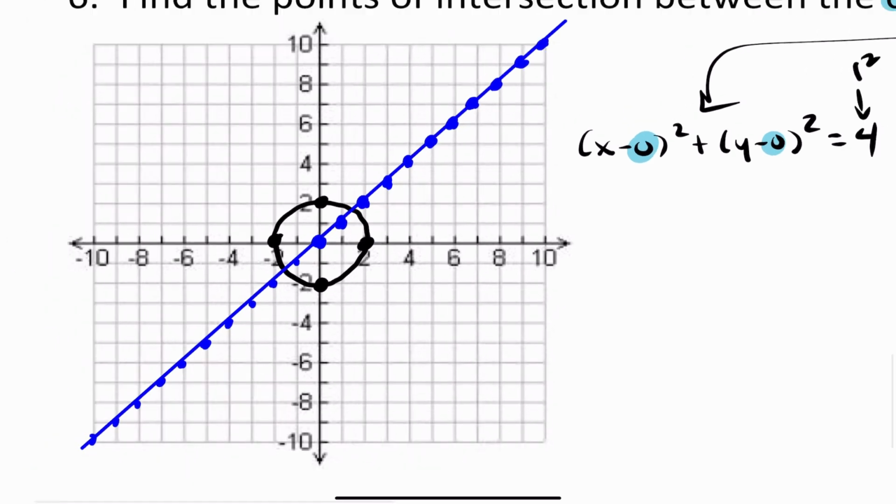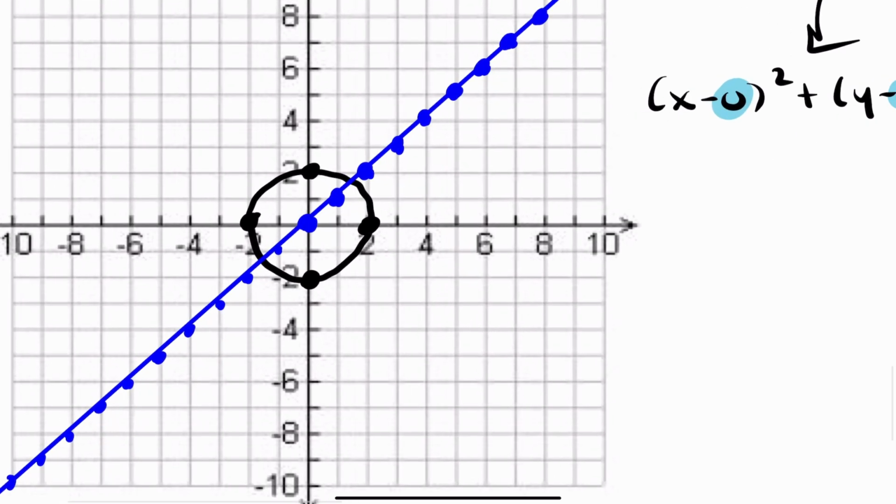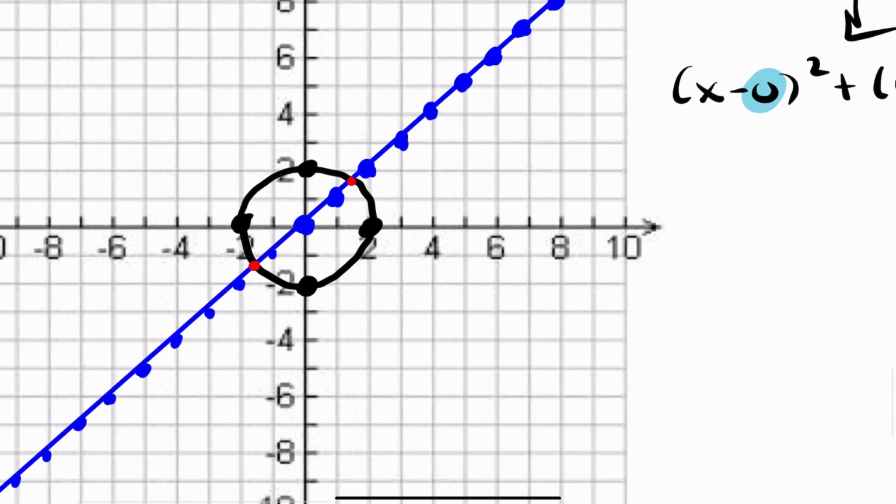So again, these two objects are already graphed. So where do they meet? They meet right here and also right here. So what are those 2 points exactly? Well, that's really difficult to figure out. So I need to figure out what those 2 points are.